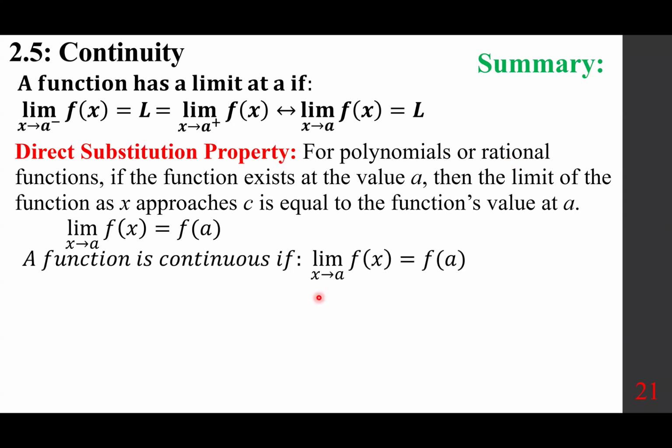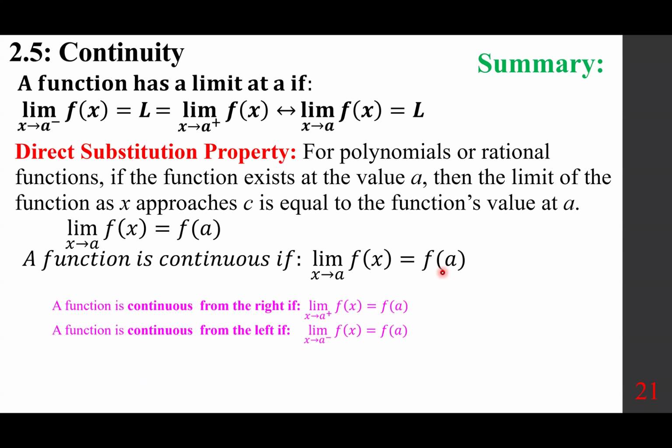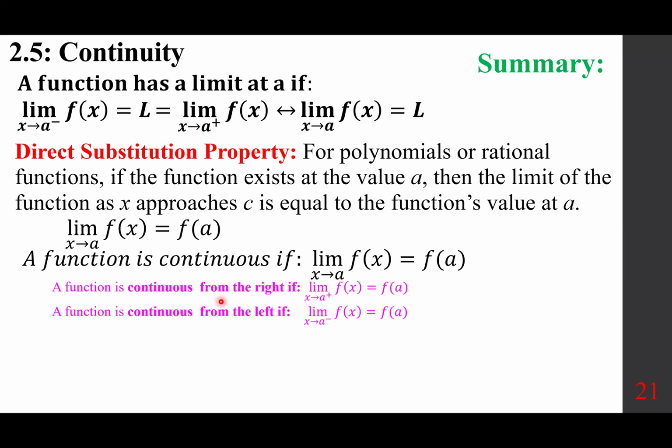A function is continuous if the limit of f of x as x approaches a equals f of a. So that's the definition of continuity. A function is continuous from the right if the limit of f of x as x approaches a from the right is f of a, and a function is continuous from the left if the limit of f of x as x approaches a from the left equals f of a.